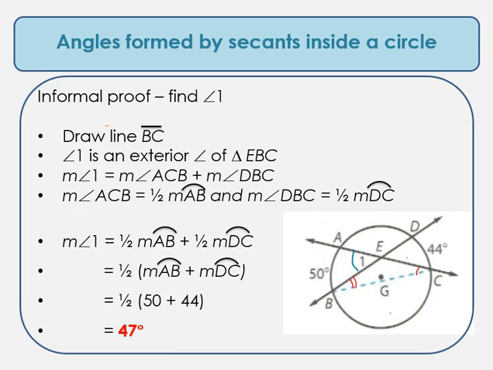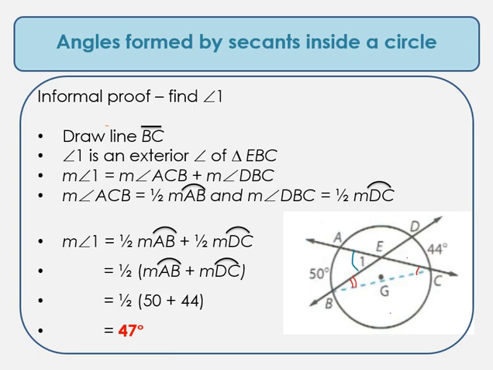One of the things they've done in this informal proof to prove that we're allowed to do this is they've drawn line BC. When they did that, this allowed a situation where angle 1 becomes an exterior angle of the two remote angles in the triangle that we created. So, if angle 1 is exterior to these two remote angles, the measure of angle ACB equals 1/2 the measure of arc AB and arc DBC.